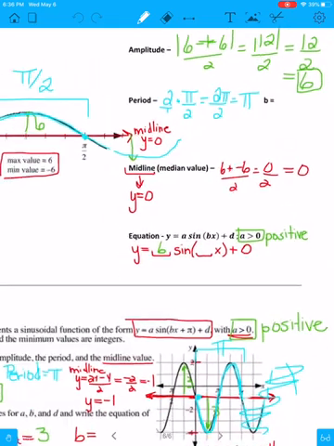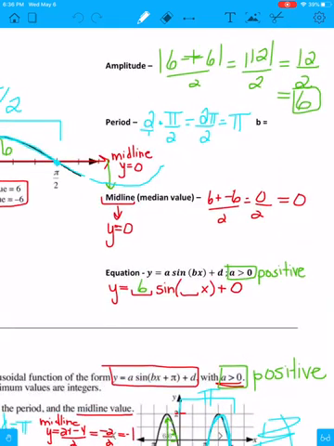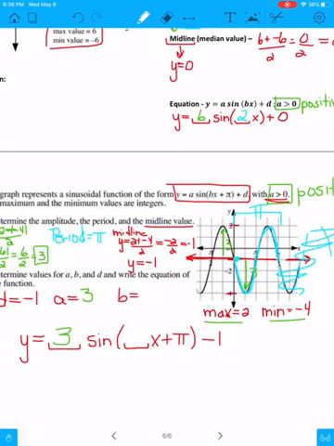Try these two on your own again. So B is going to be 2 pi divided by P, which is pi. The pi's cancel, and I'm left with just the number 2 as my B value. And then for this one, it's going to be 2 pi divided by pi again. The pi's cancel, and I'm left with 2.